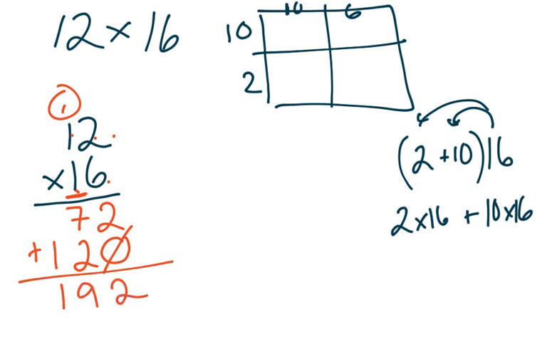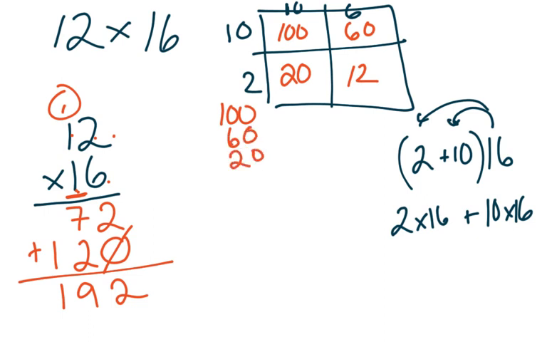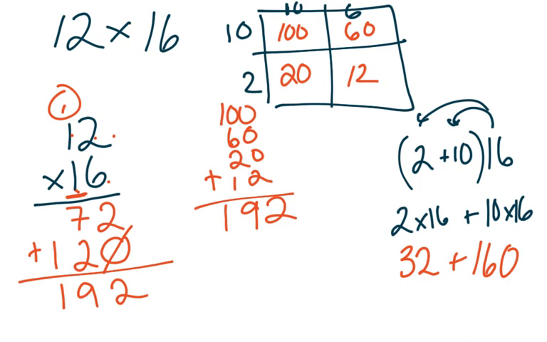Try it over here. 10 times 10 is 100. 10 times 6 is 60. 10 times 2 is 20. 6 times 2 is 12. When you add 100 plus 60 plus 20 plus 12, you get 2. 0 plus 6 is 6, plus 2 is 8, plus 1 is 9. 192. Check that out. Last one, 2 times 16 is 32, plus 10 times 16, 160. That adds together to give you 192.